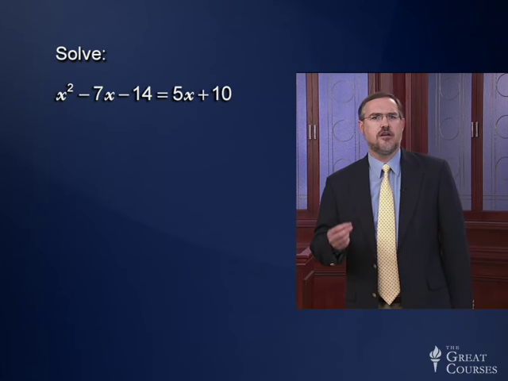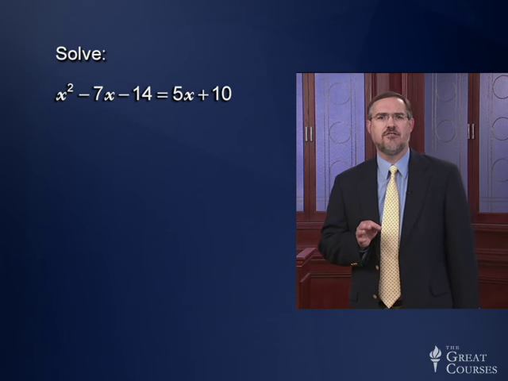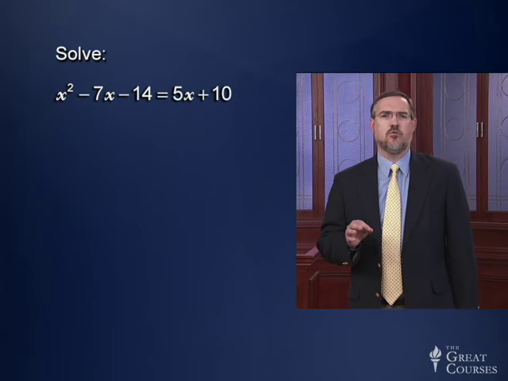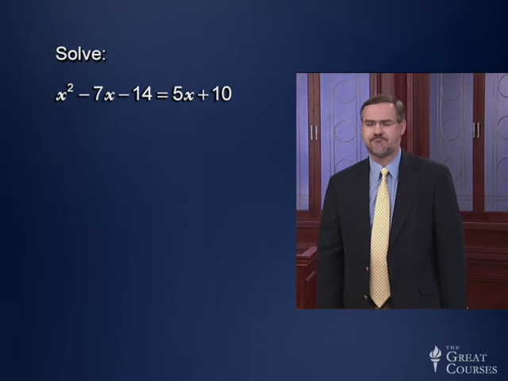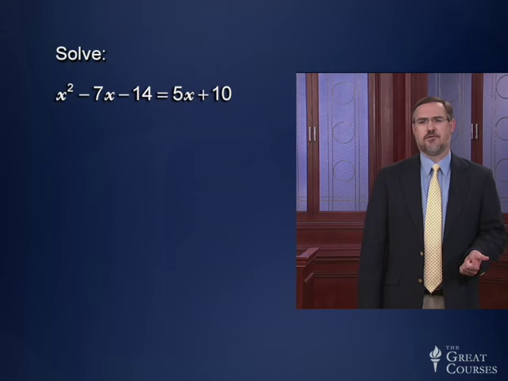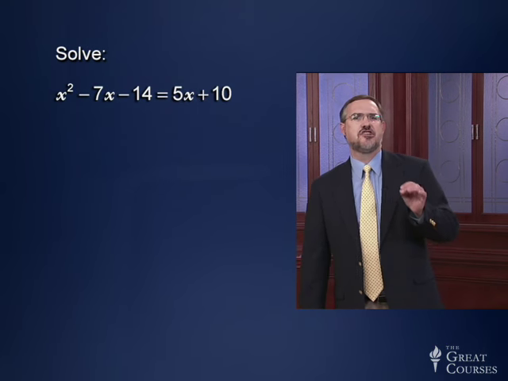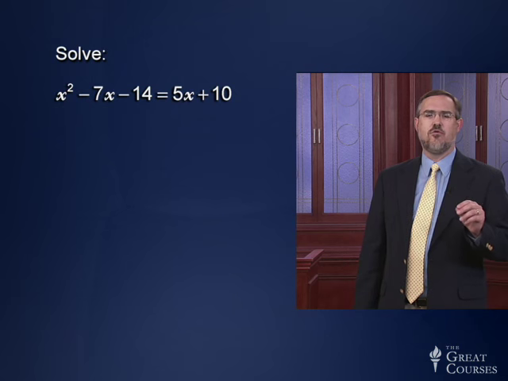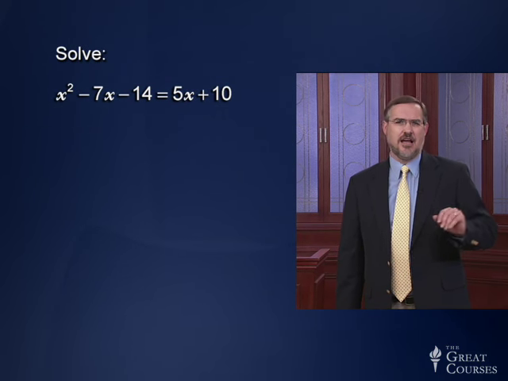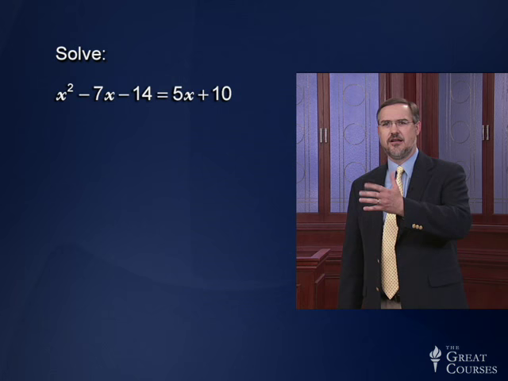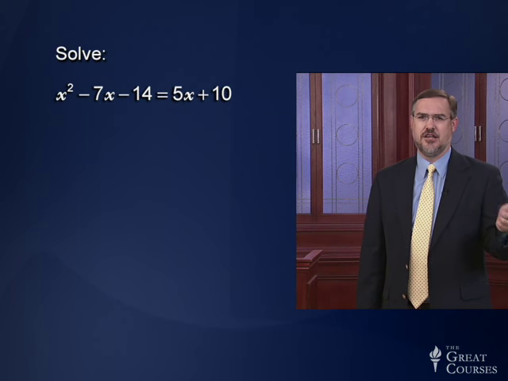Now, I'd like to move to a second example, just the same idea really quickly, although we're going to complicate it ever so slightly by wiggling the original equation just a bit. Here's the example I want us to do. Solve the equation x squared minus 7x minus 14 equals 5x plus 10. Now, the first thing we need to do before we ever get started with this problem is to get the equation in standard form, which is just a fancy way of saying that we need to move everything over to the left-hand side so that the only thing on the right-hand side is a 0.